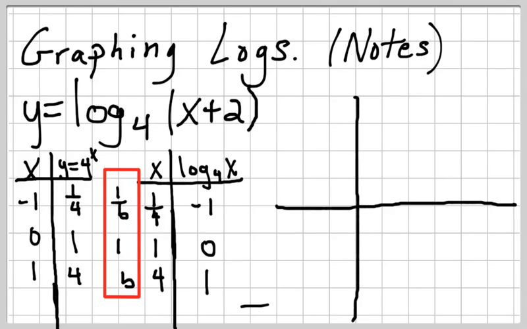How do you know what b is? b is the base of your log. In this case, what's b? 4. If that had been log base 2, then we would have 1/2, 1, and 2.